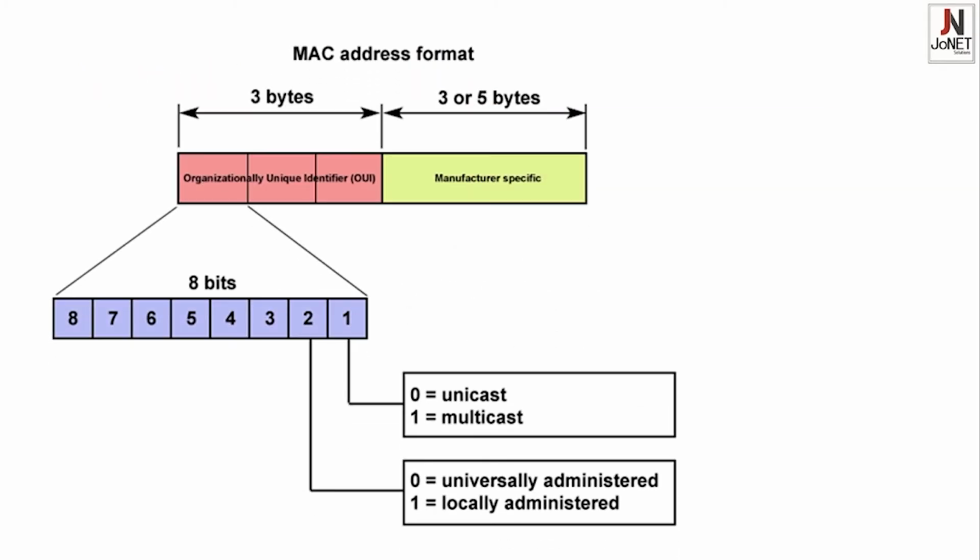In the OUI, take the first byte. In that first byte there are 8 bits, because 8 bits is equal to 1 byte. In the first byte, the rightmost bit, bit 1, if it is 0, it's a unicast. If it is 1, then it will be a multicast. And the rightmost second bit, if it is 0, means universally administered. If it is 1, locally administered. This is the MAC address format.